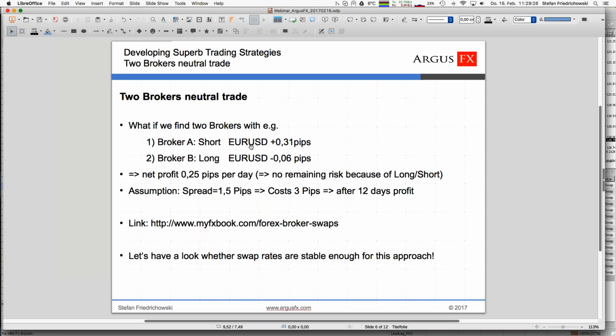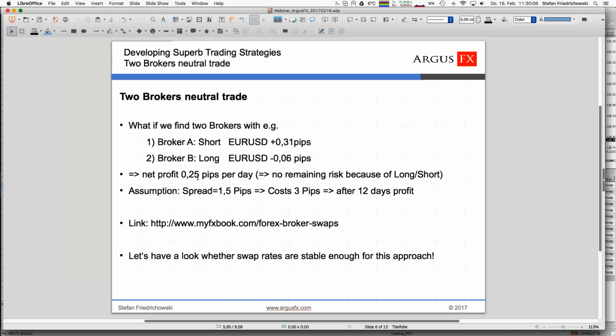So if I have now both trades open, I have a neutral trade. Neutral because I would have one lot short at the one broker and one lot long at the other broker. So from a market perspective, I have a neutral trade. There will be no resulting net changes for the trade, but I have to pay the spread when I open the trade. On the other hand, I would gain this 0.25 bips per day.